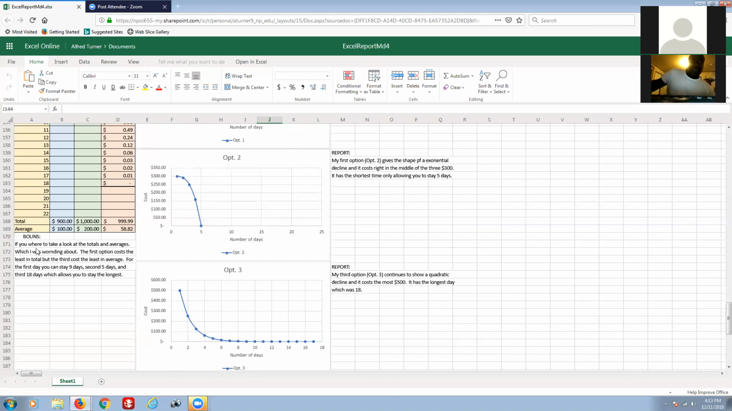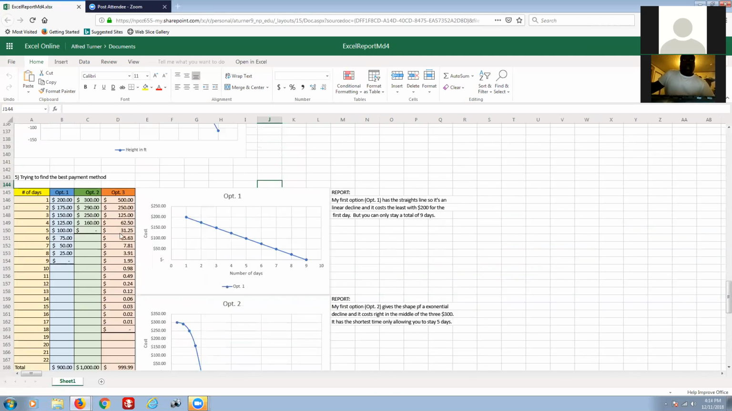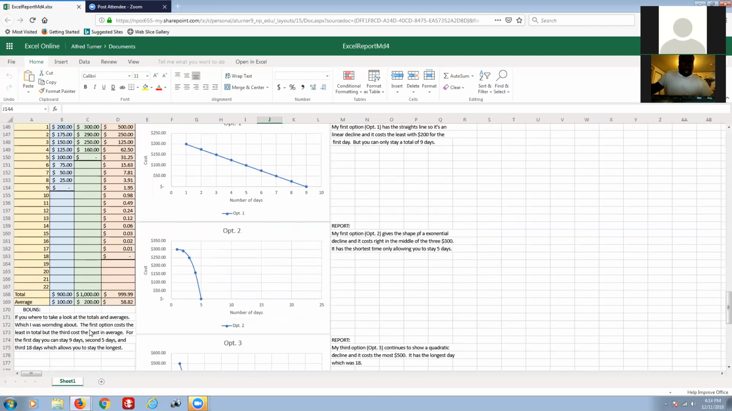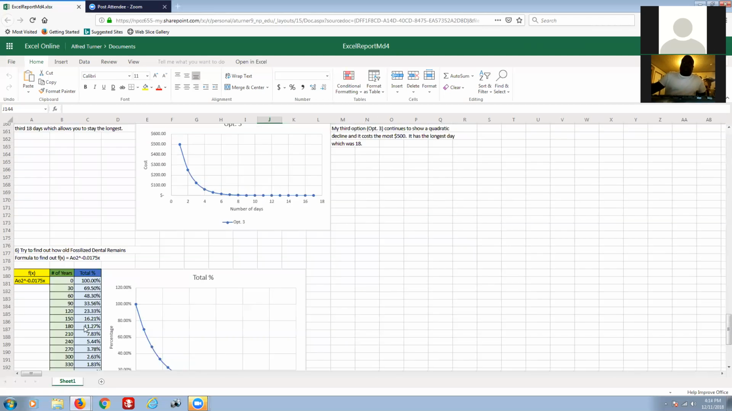Here's my bonus. If you were to take a look at the total averages, which is right here, 100, 200, and 58, $58.82, for options 1, 2, 3. The first option costs the least in the total, but the third option costs the least in average. For the first option, you're going to stay 9 days, second 5 days, and the third 18 days, which allows you to stay the longest.